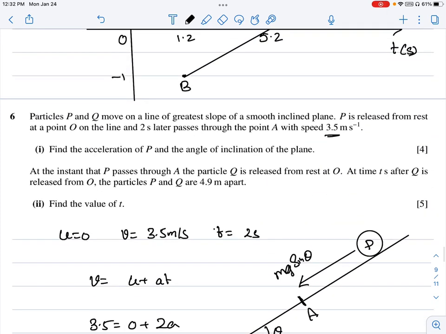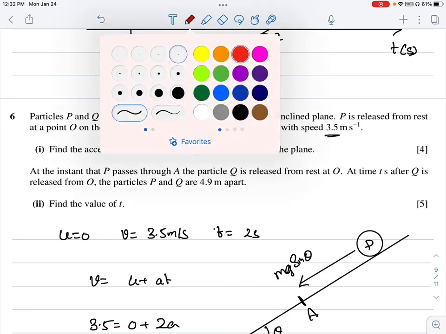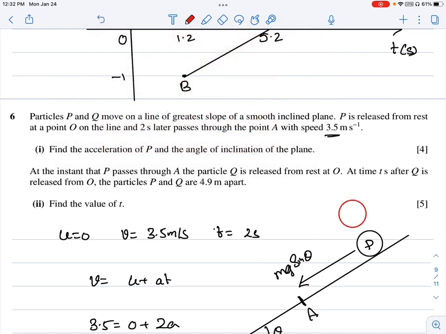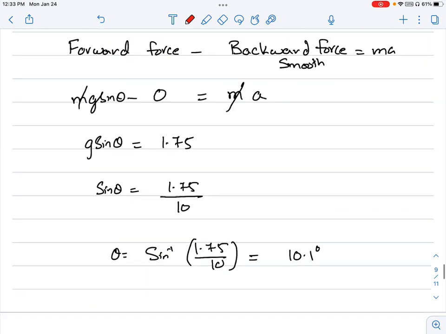Now, at the instant that P passes through point A, Q is released from rest at O. So when P is passing that point, we are releasing another body Q. At the time t seconds after Q is released from O, the particles P and Q are 4.9 meters apart. So find the value of t.